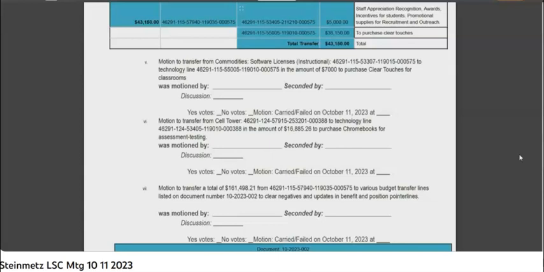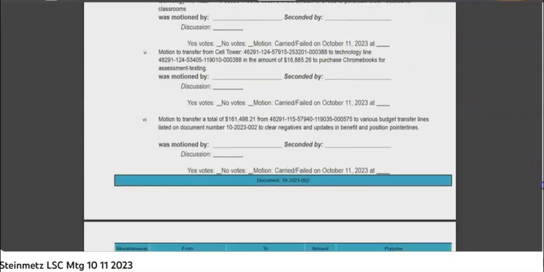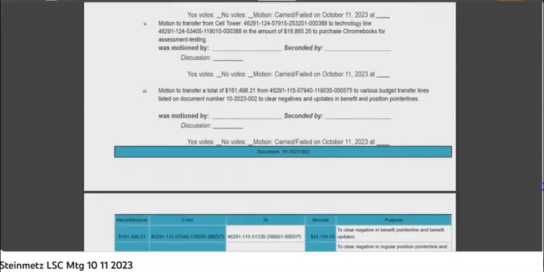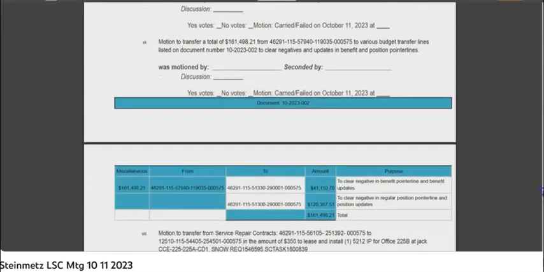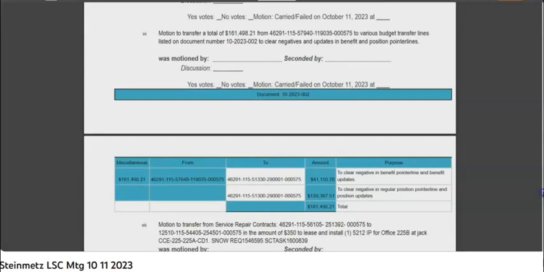Next, budget transfer. So this is one that students can vote on. Motion to transfer a total of 161,498.21 from 46291,115 57940 119 035 000 575 to various budget transfer lines listed on document 1023-002 to clear negatives and updates in the benefit and position pointer lines.